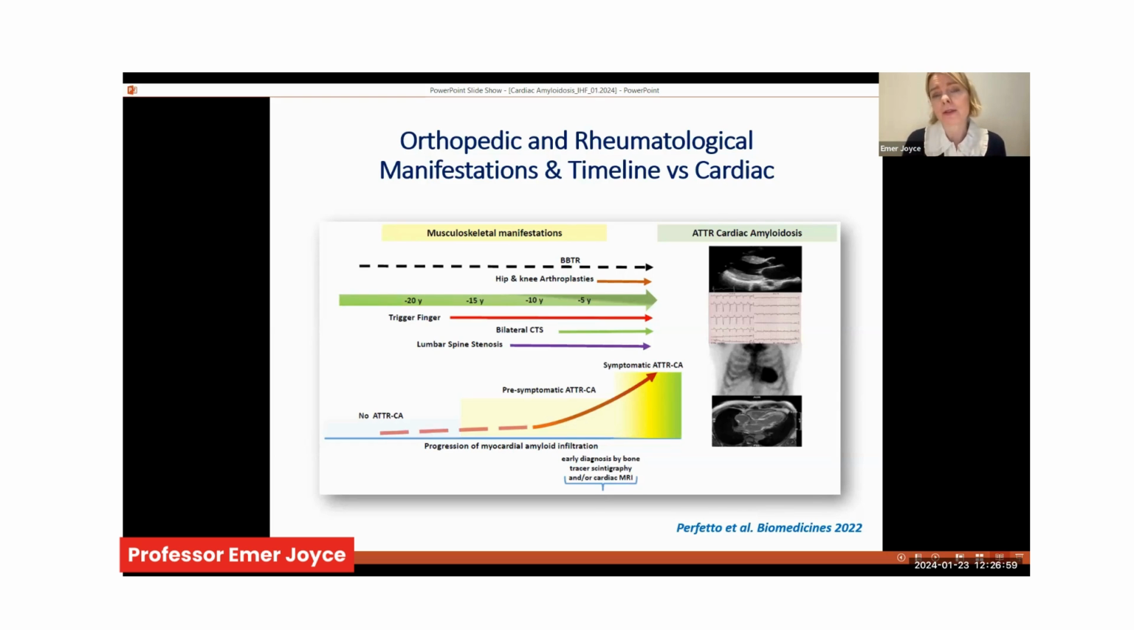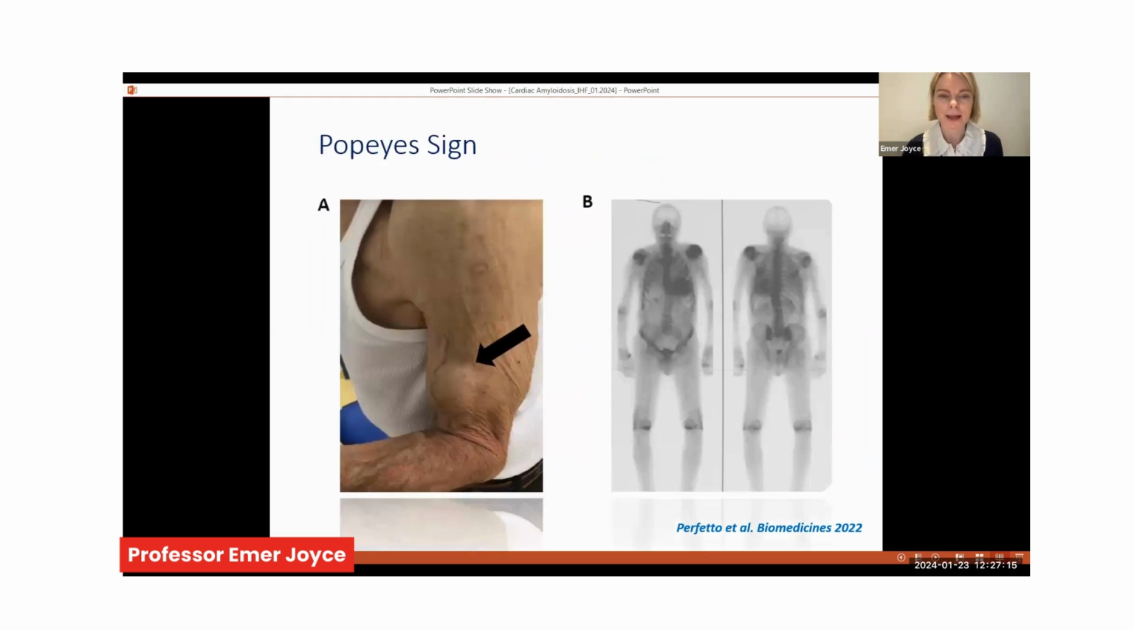We think that maybe even some people may have it in their shoulder, leading to shoulder replacements, hip and knee joint replacements. Obviously, all of these are common, but putting it together with other risk factors, then maybe amyloid is a cause of that. So it's just kind of putting the case together. This is something called Popeye sign, which is bilateral biceps tendon rupture.